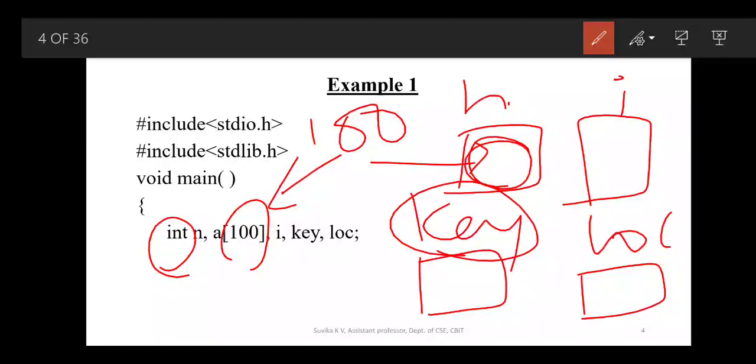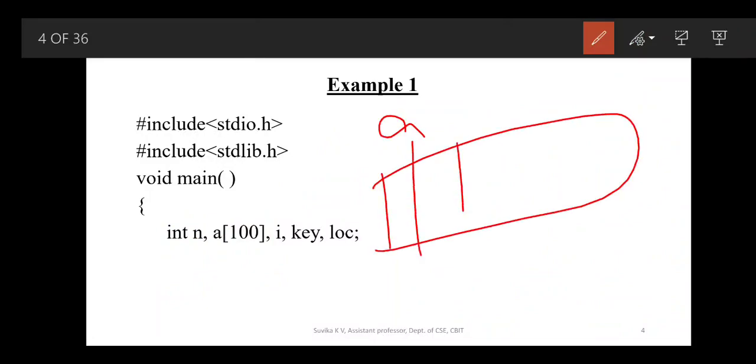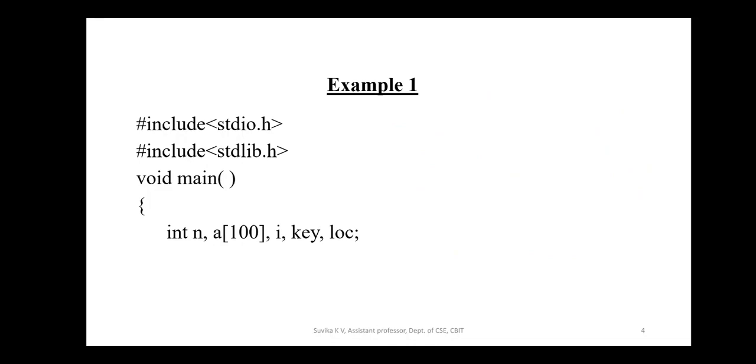Next one is key. Why key is needed? Because the search, whatever you are going to search, that particular element you are going to store in the key. Location is needed. After you find the key, you need to display the location. So you need this LOC. LOC stands for location. Now coming to this A of 100, A is the array name and it will be having 100 elements, means it will be having the storage capacity of 100 based upon the n value you are going to give.